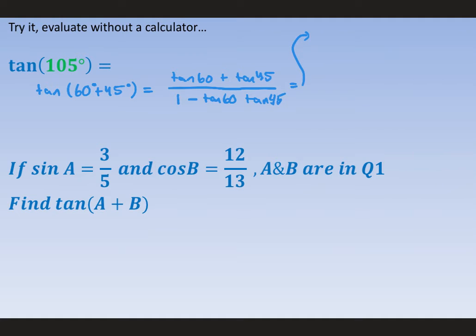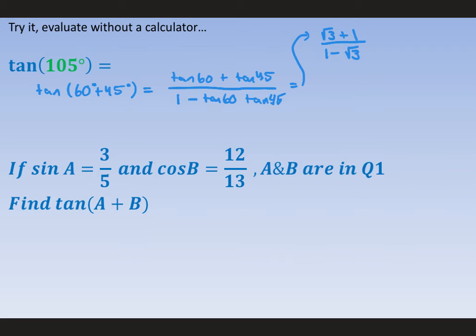Tangent of 60 degrees is root 3. Tangent of 45 degrees is 1 over 1 minus tangent of 60, which we already found was root 3, times tangent of 45, which is 1. Root 3 times 1 is root 3. Now, this looks like a fairly simplified answer. However, there is one catch. We cannot have radicals on bottom, so we do have to rationalize here.